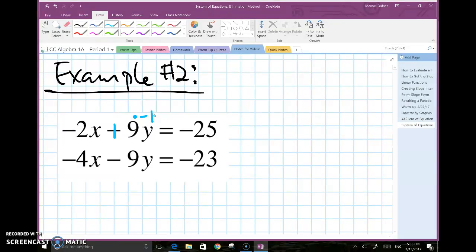But here's the thing. Each of these terms in that equation are linked together like links of a chain. So whatever you do to one term automatically affects all the terms equally. So I can't just multiply the -9y with a -1. I have to multiply the -2x and the -25 as well.